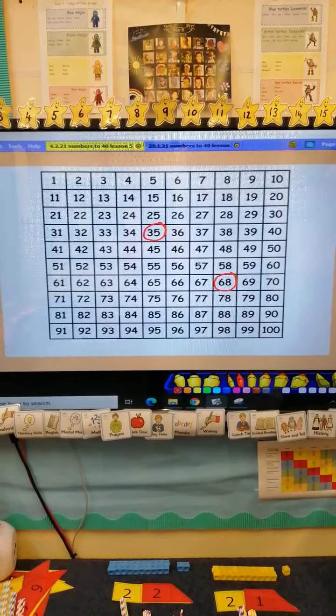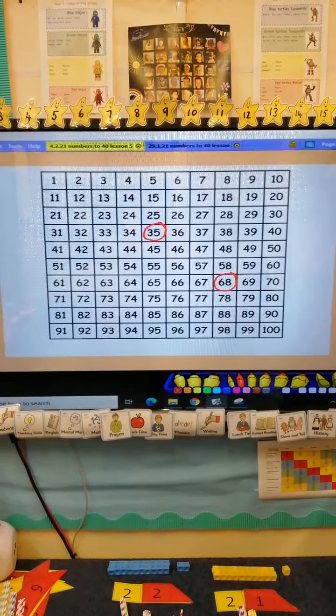Fantastic. The next question says, what is 1 less than 32? 1 less than 32. What's our starting number? Good, we're going to start with 32. If we want to work out what is 1 less, do we jump up the number line or are we jumping down the number line? You're right, we're jumping down the number line because 1 less than means our number's going to get smaller. How many jumps down am I going to do for 1 less than? You're right, I'm going to do 1 jump down the number line. And what number did I land on? Well done, number 31.